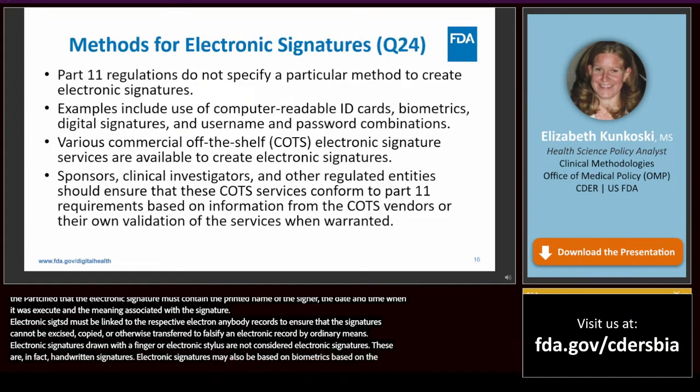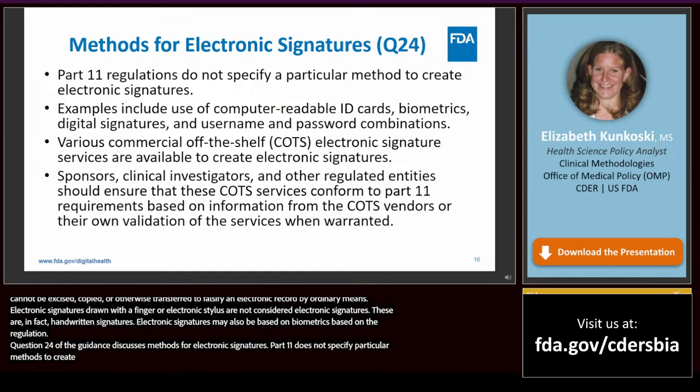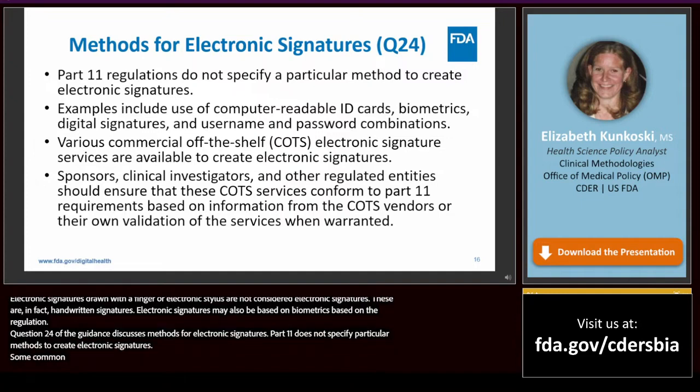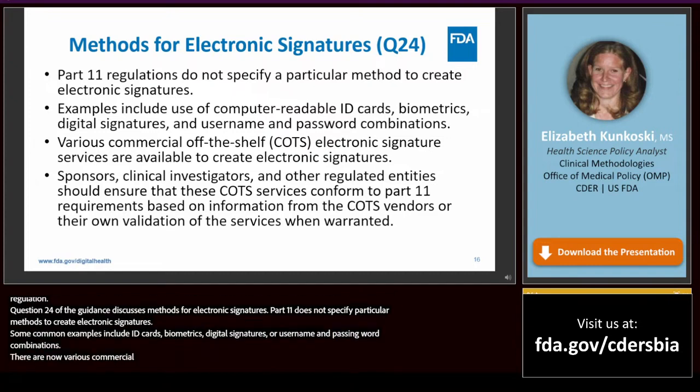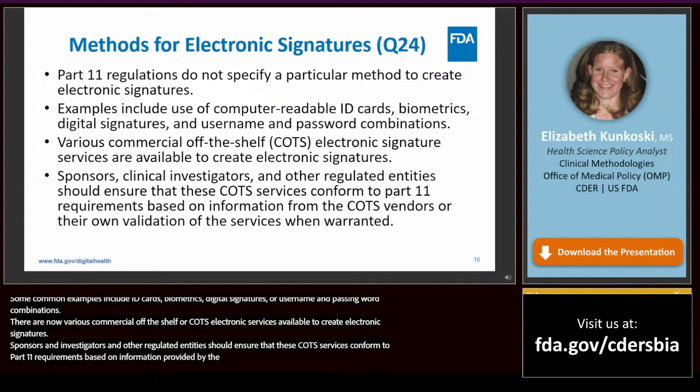Question 24 of the guidance discusses methods for electronic signatures. Part 11 does not specify particular methods to create electronic signatures. Some common examples include ID cards, biometrics, digital signatures, or username and password combinations. There are now various commercial off-the-shelf or COTS electronic signature services available to create electronic signatures. Sponsors, investigators, and other regulated entities should ensure that these COTS services conform to Part 11 requirements based on information provided by the vendors or the sponsor's own validation of the services when warranted.